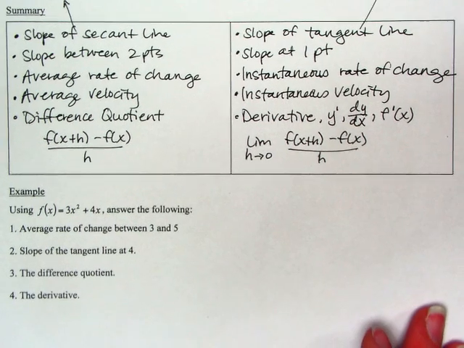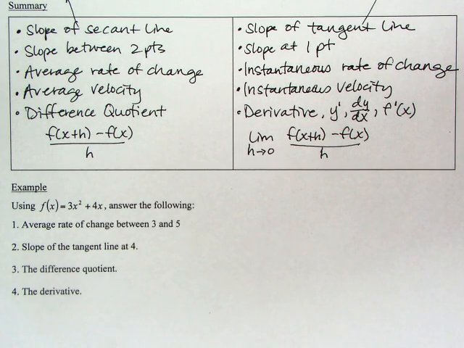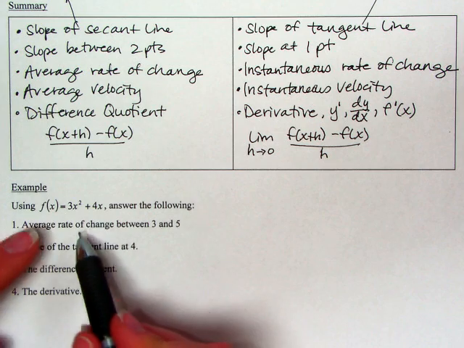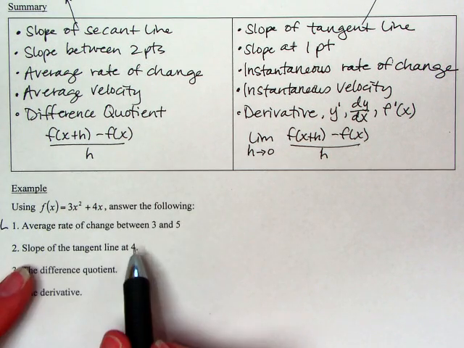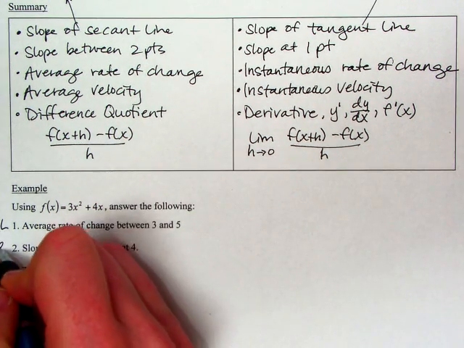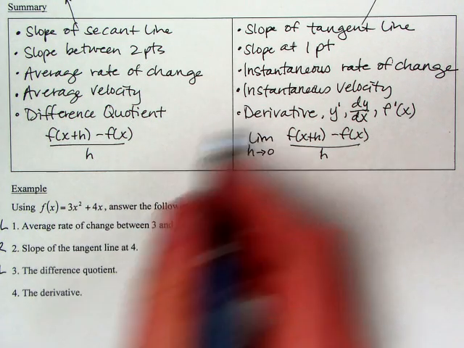So this first example says, using 3x squared plus 4x, answer the following. They want to know the average rate of change. Average rate of change is a left box item. Slope of the tangent line, that's a right box. Difference quotient, that's left. And the derivative, that's right.